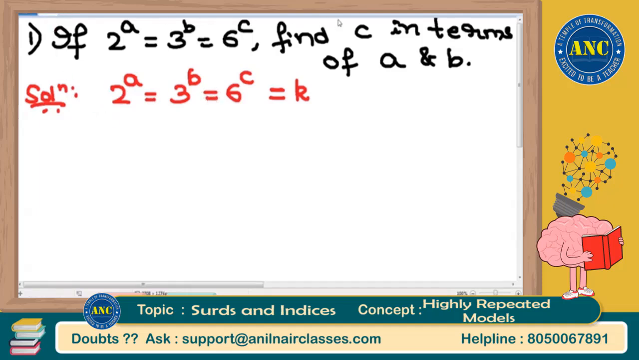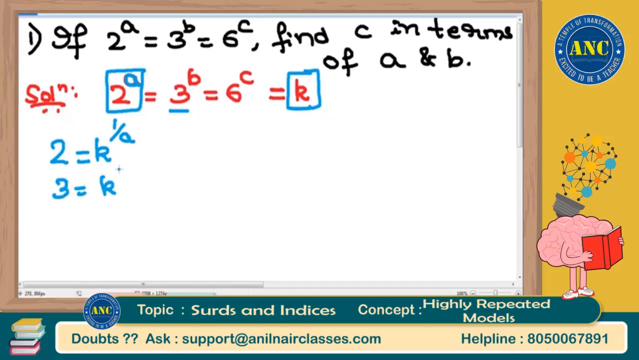Again I told you another concept just 2 minutes before. 2 power A is equal to K. If I want to shift this power A to the right hand side, 2 becomes K power 1 by A. 3 power B is equal to K, so 3 is nothing but K power 1 by B. 6 power C is equal to K, so 6 is nothing but K power 1 by C.